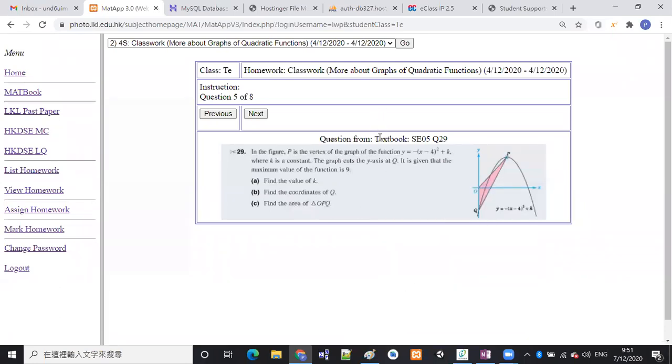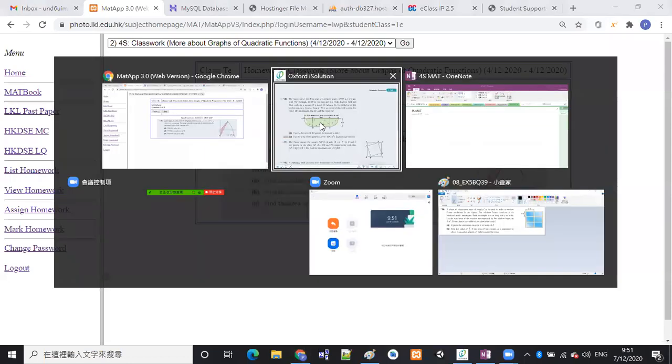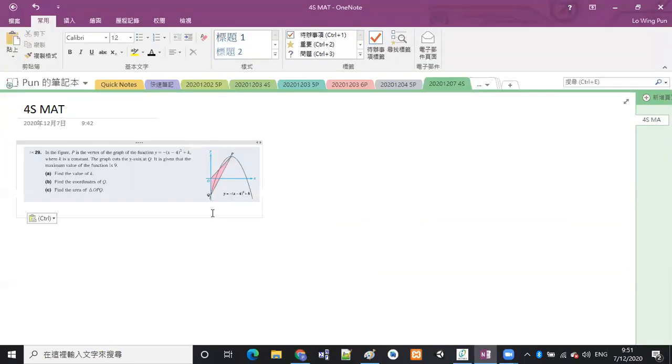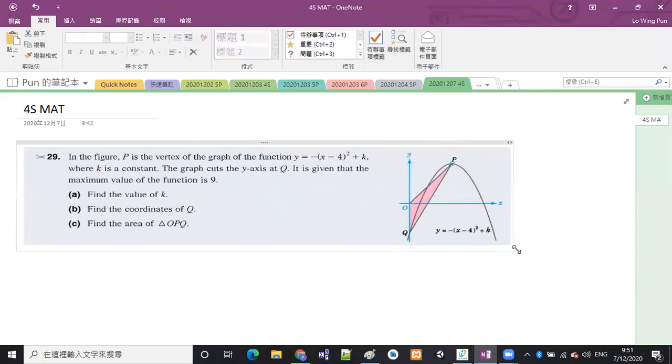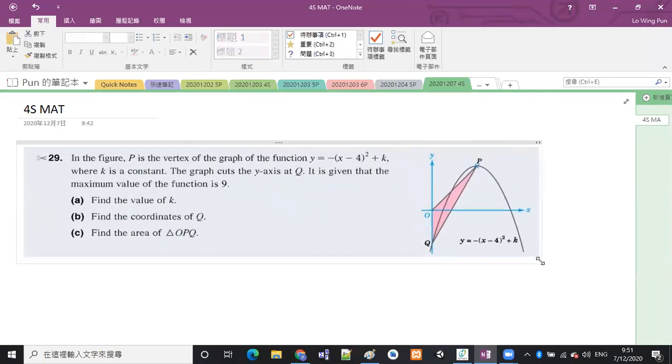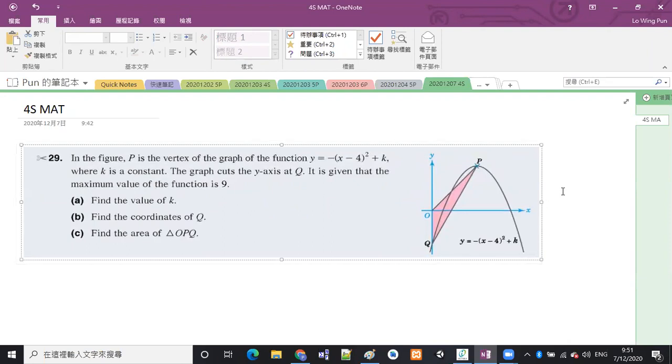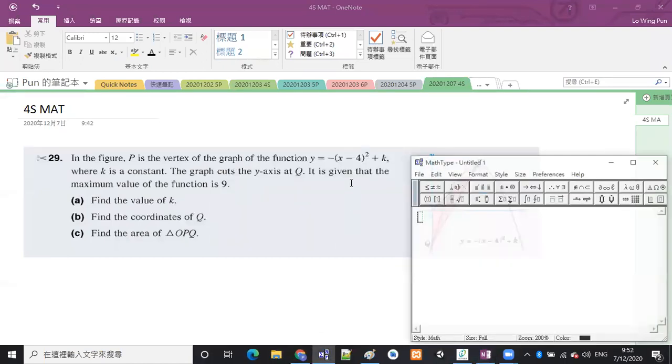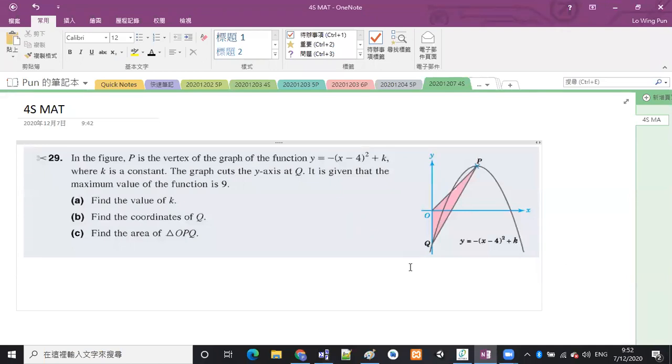Supplementary exercise 5, question number 29. We're still talking about the graphs, okay? So in the figure, P is the vertex of the graph of the function y equals negative bracket x minus 4 squared plus k, where k is a constant. The graph cuts the y-axis at Q. It is given that the maximum value of the function is 9, okay?